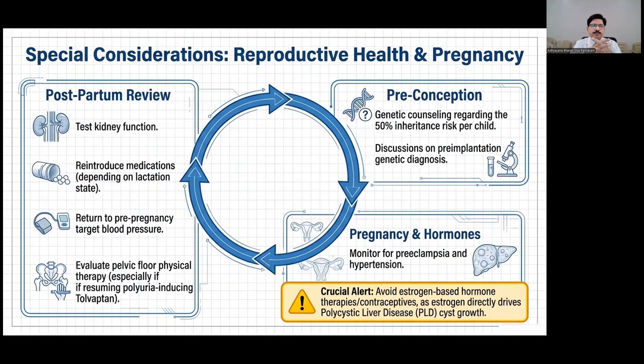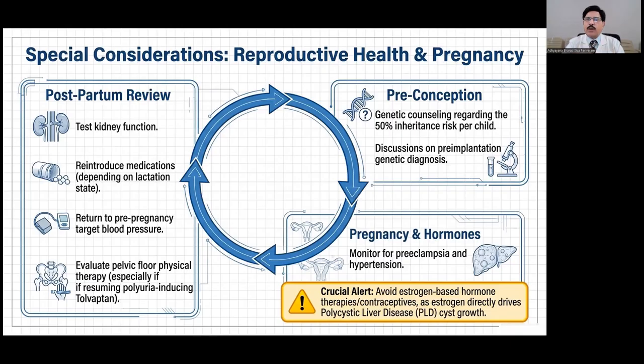Now, special considerations about reproductive health and pregnancy. Postpartum review: test the kidney function, reintroduce medication depending on lactation state, return to pre-pregnancy blood pressure, evaluate pelvic floor physical therapy if resuming polyuria, indicated to all.